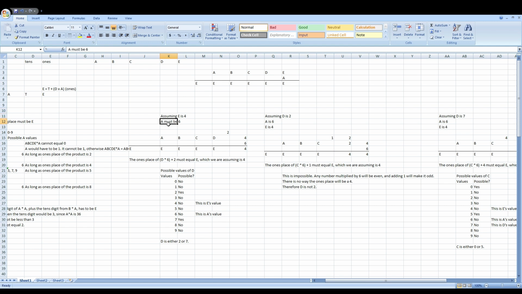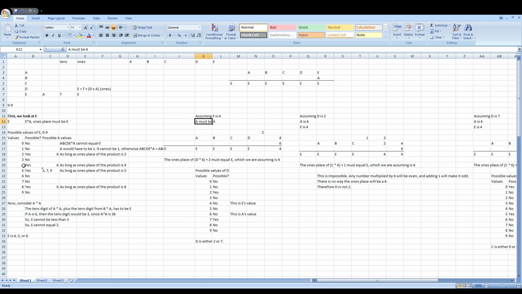Assuming E is 4, then A must be 6. So again, what we had talked about, E is 4, A is 6, right? We're going to plug those numbers in. The ones place, again, kind of doing the same thing that we did for E, right? The ones place of D times 6 plus carrying the 2 from A times E has to equal E. So the ones place of that has to equal E, which we're assuming is 4.